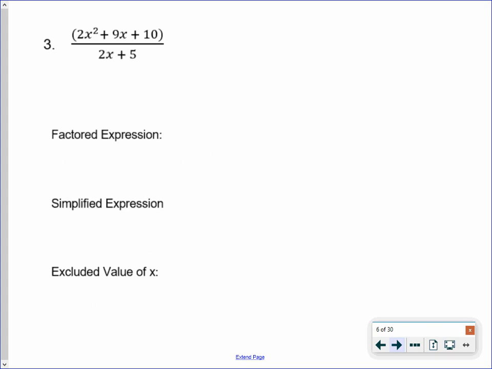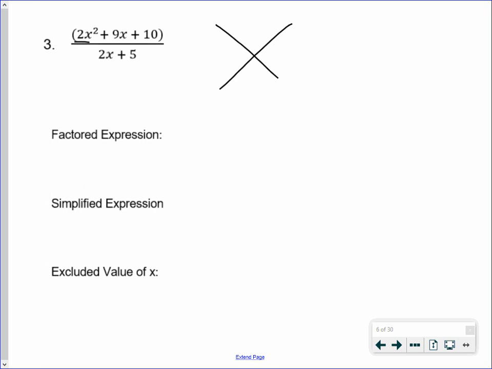Now for number 3, we have 2x squared plus 9x plus 10 all over 2x plus 5. So we'll still go about it the exact same way. We're going to factor out the top and the bottom. For the top, we don't have an exponent of 1 in front of the x squared. So that means we're going to have to do the box method or the split the middle term method or whatever you like. I'm going to use the box method.